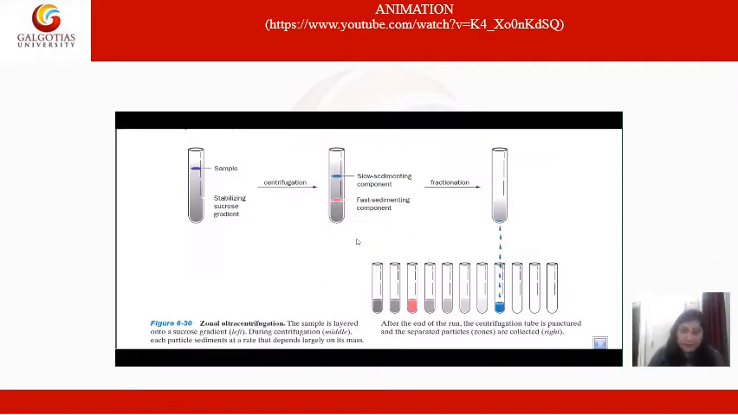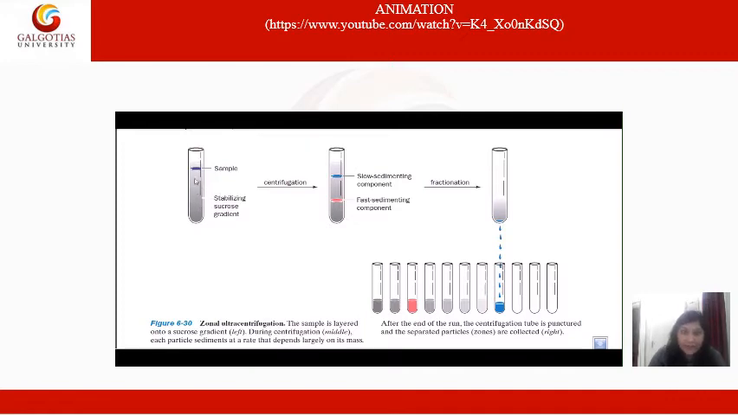Just have a little animation, then I will discuss the different types of centrifuges and centrifugation techniques. You can see this is an example of zonal ultracentrifugation that you are going to learn in today's lecture. This is the stabilizing sucrose gradient. Gradient means the density of sucrose differs from top to bottom, in increasing order. You can see we have lesser density of sucrose over here and larger density of sucrose over here.